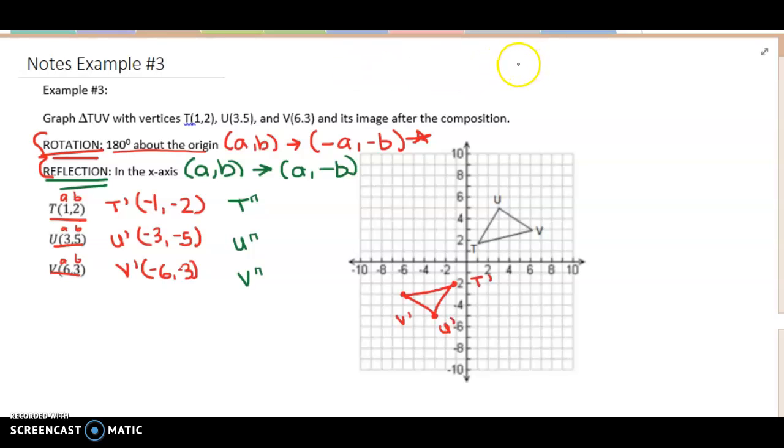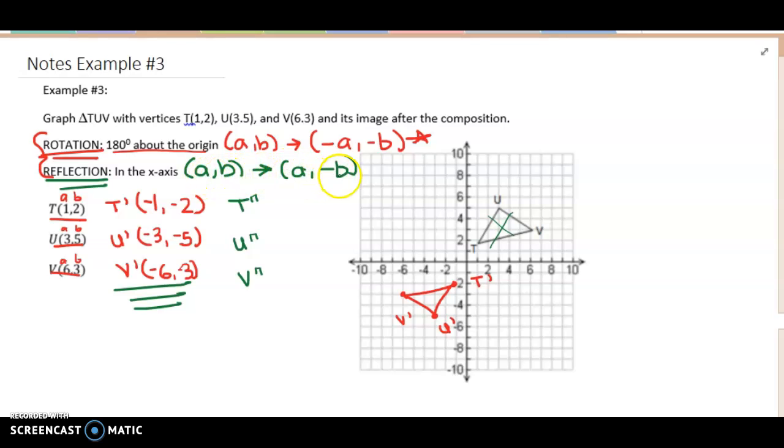All right, so after you plot it, you should get something that looks like this. Make sure you label T prime, U prime, V prime. Now we're going to use the rules of reflection to find the new figure. Now guys, when I do that, I'm not going back to the original figure. After I get this figure, I'm done with this one. I'm going to use these points and then apply the rules here.